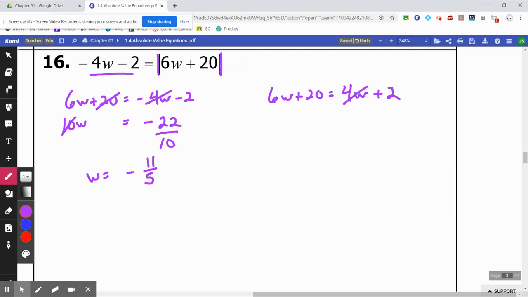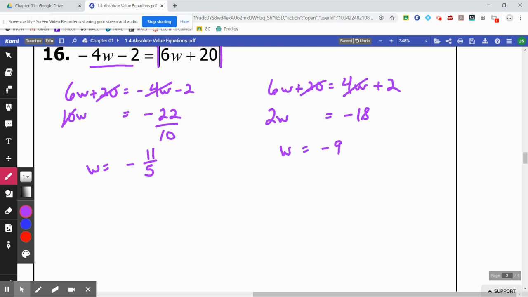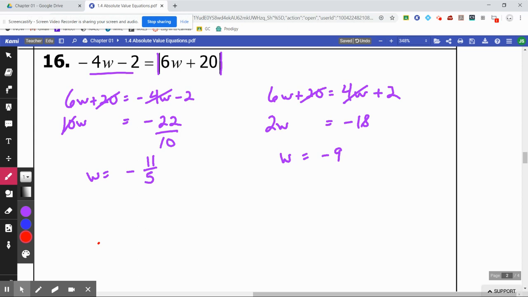The other answer is move your 4 by subtracting. You're left with 2w. Move a plus 20 by subtracting. That would be a negative 18. Divide by 2 gives you w is negative 9. Now let's see if they work. Different color. We'll start with negative 11/5.